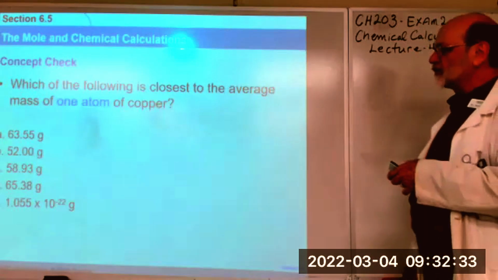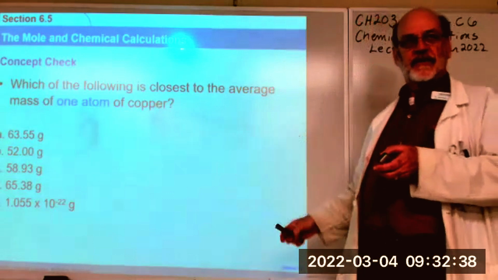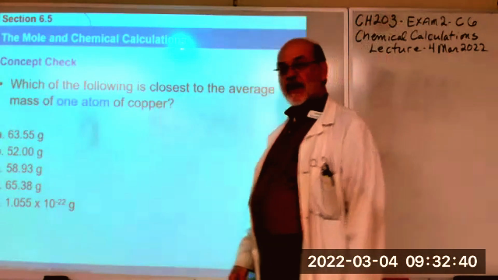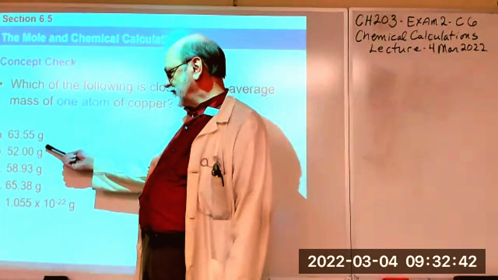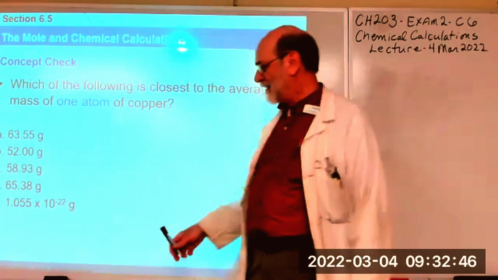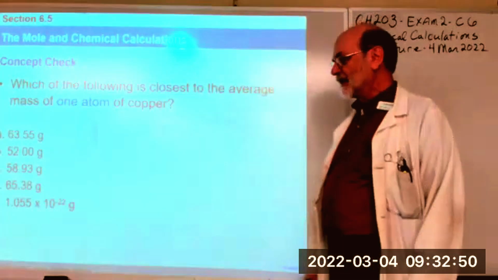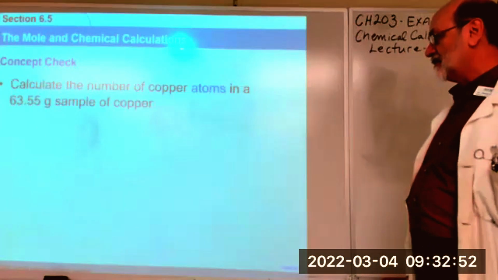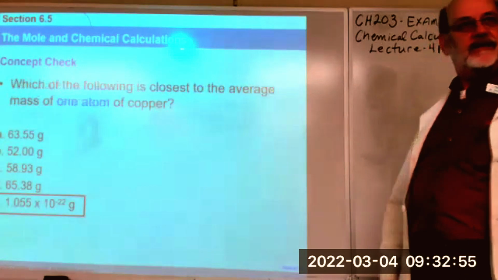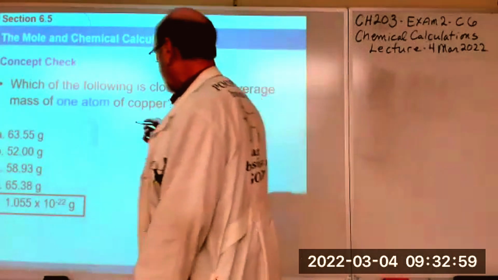Which of the following is closest to the average mass of one atom of copper? This is kind of a dumb question, right? Because do you know any copper atoms that weigh tens of grams? I don't. They're a lot smaller than that. So you can just say, there it is, by process of elimination. But we can calculate that value. Well, we didn't, but we can. What does one atom of copper weigh?